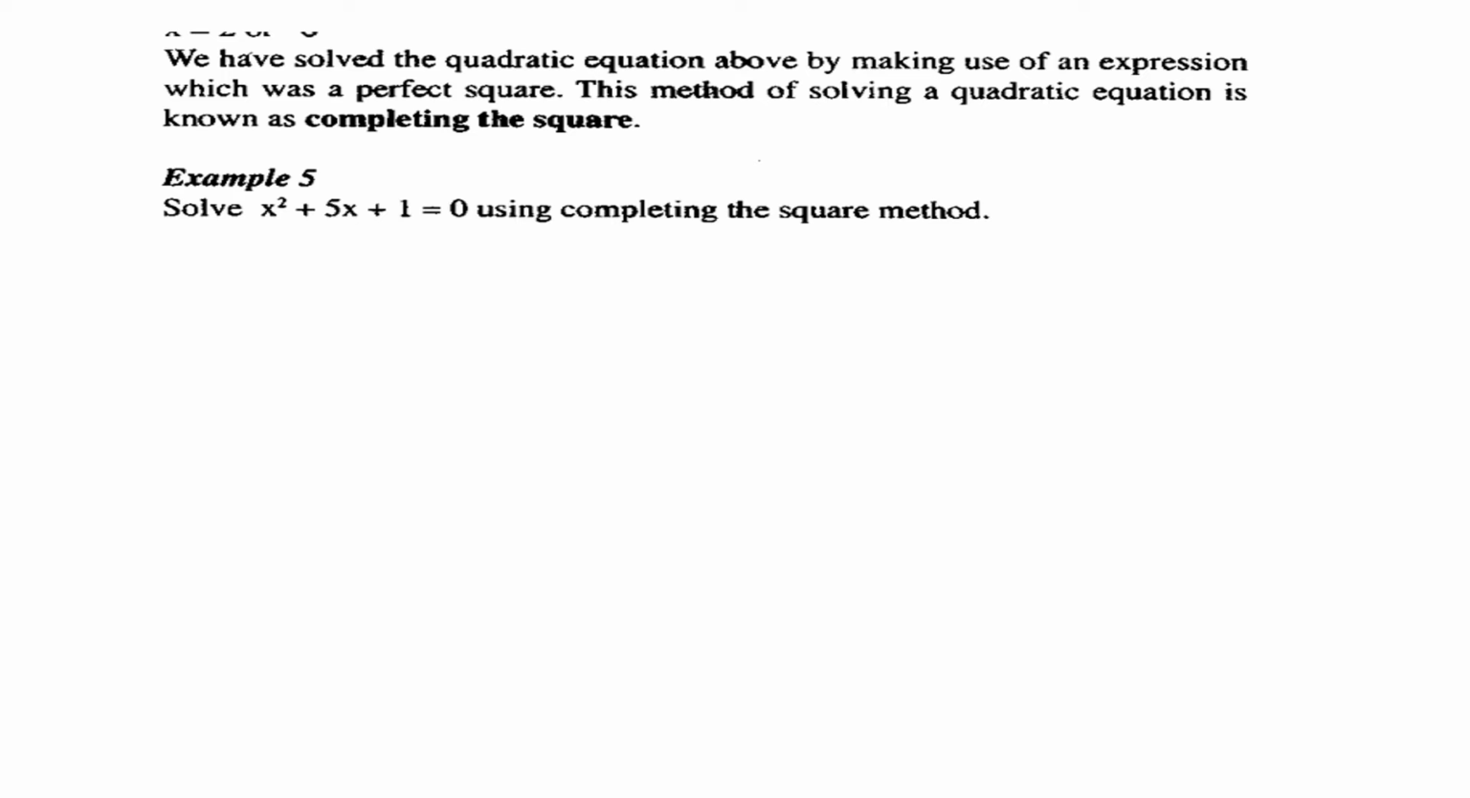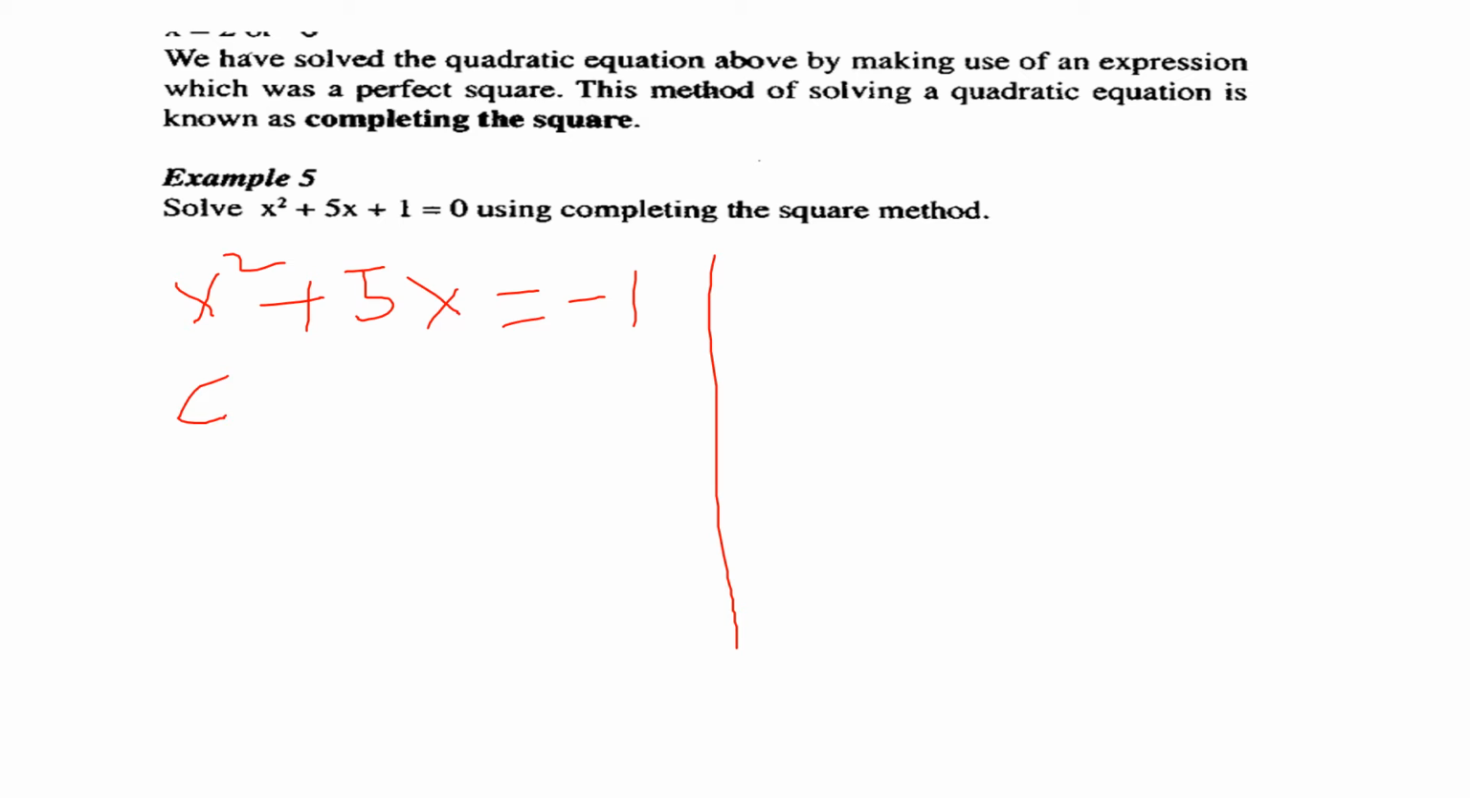So the first thing that we do here is subtract 1 from both sides, so that we can have x squared plus 5x is equal to negative 1. And then from there we can reintroduce the constant c.